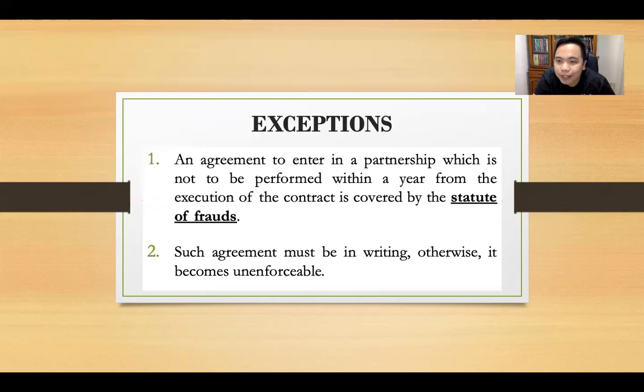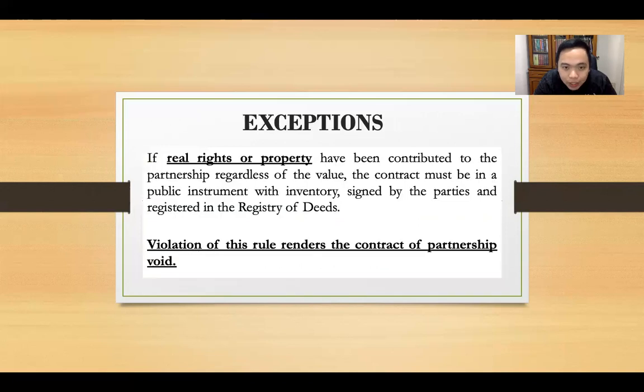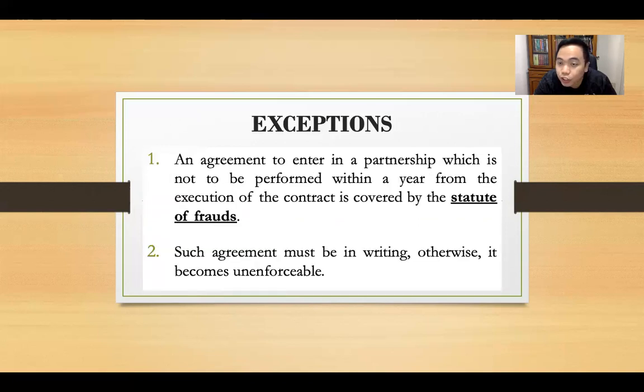Now, are there exceptions to the general rule? Yes, the answer is yes. There are certain exceptions in which case the articles of partnership must be in writing or in a public instrument. Class, so the general rule, walang formalities na required ang articles of partnership, except under these certain circumstances. There are actually two circumstances.